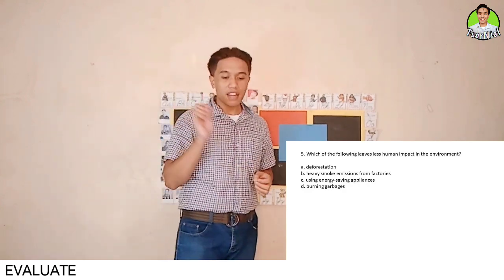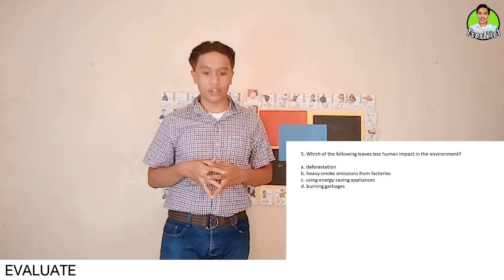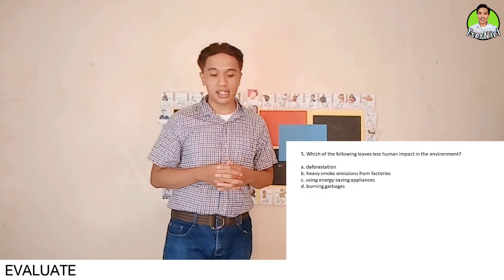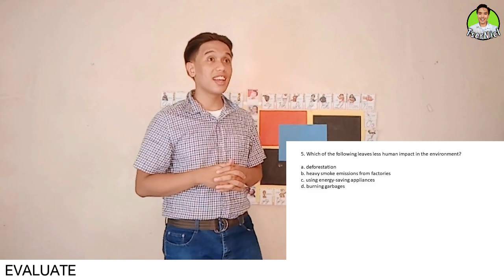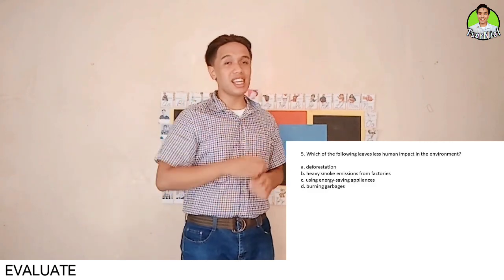Number five, which of the following leaves less human impact in the environment? A, deforestation. B, heavy smoke emissions from factories. Letter C, using energy-saving appliances. Or letter D, burning garbages. It is letter C. That's right.